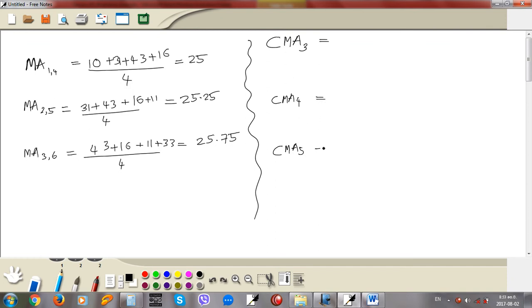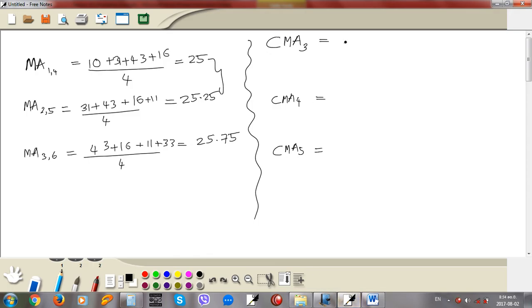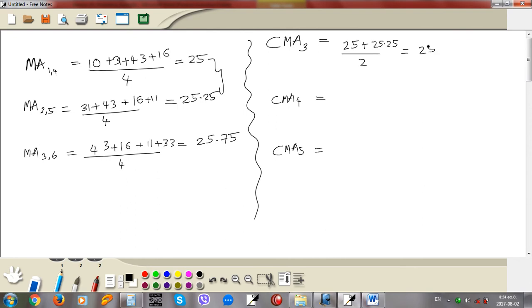To find CMA3, you have to center these two values, that is, add these two values and divide by 2. Simply 25 plus 25.25 divided by 2, which is 25.125, right? So you can add 25.125 here.